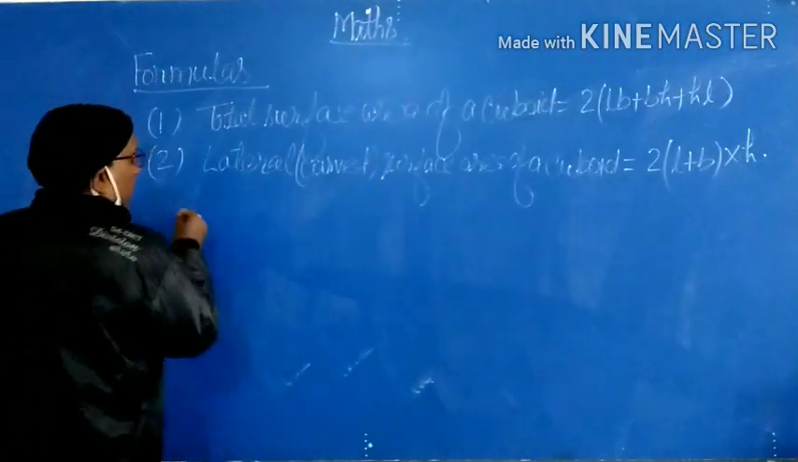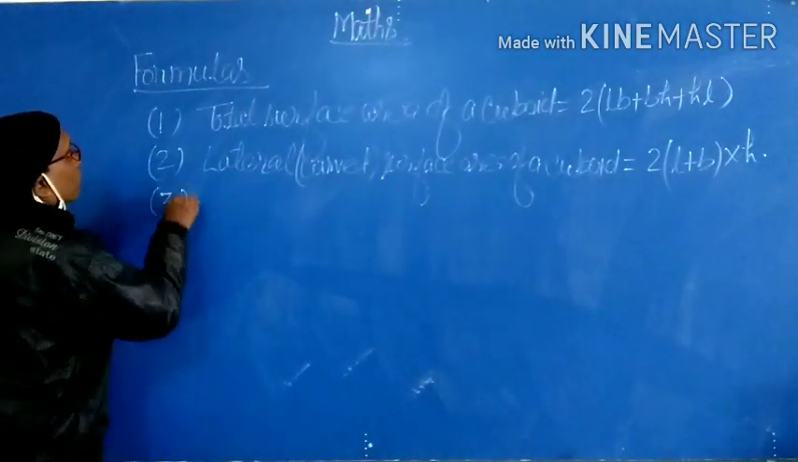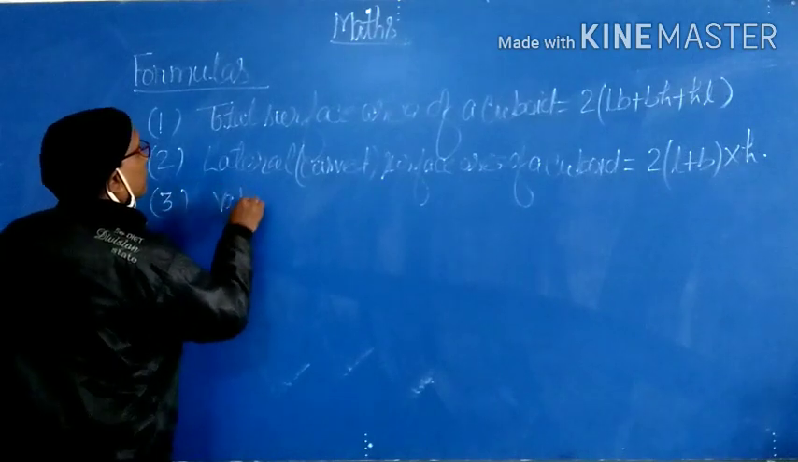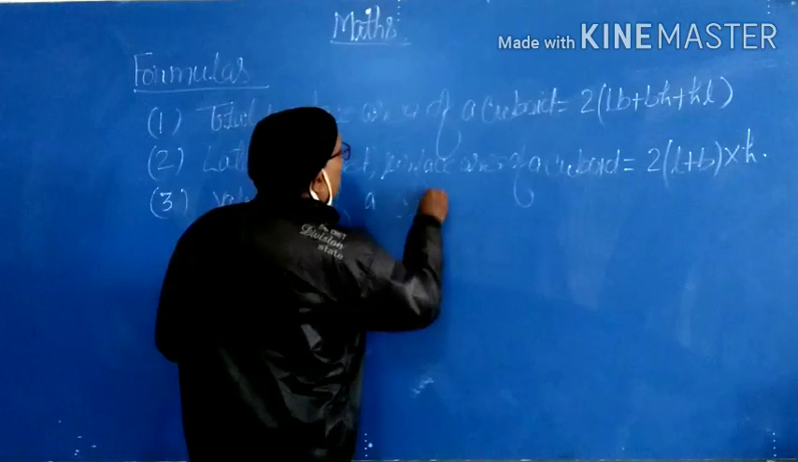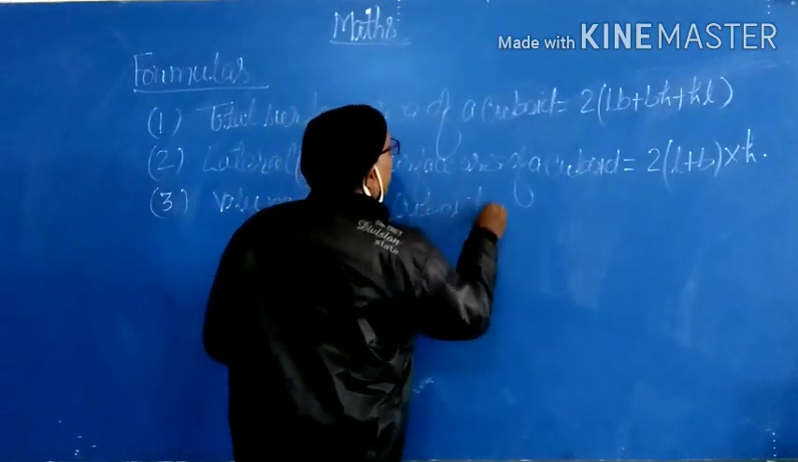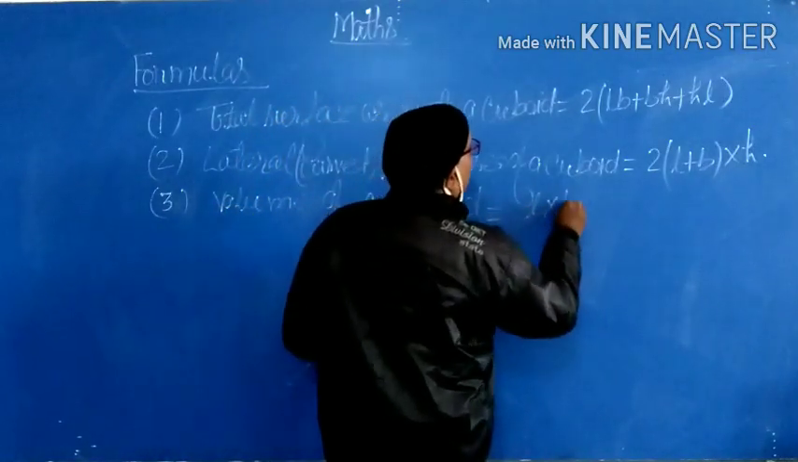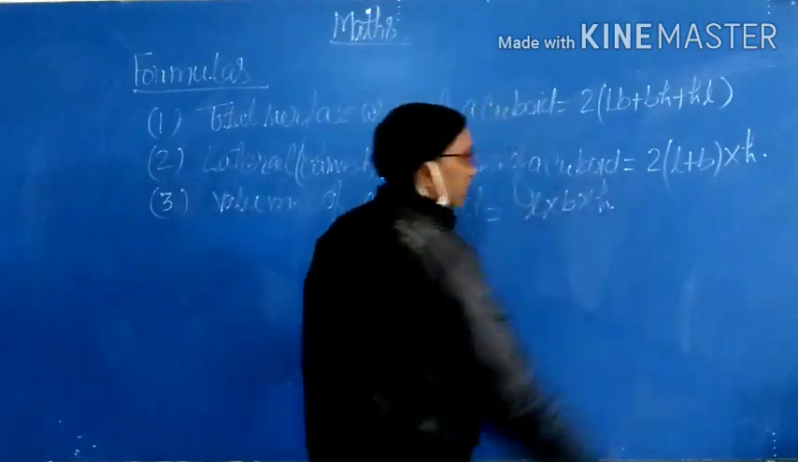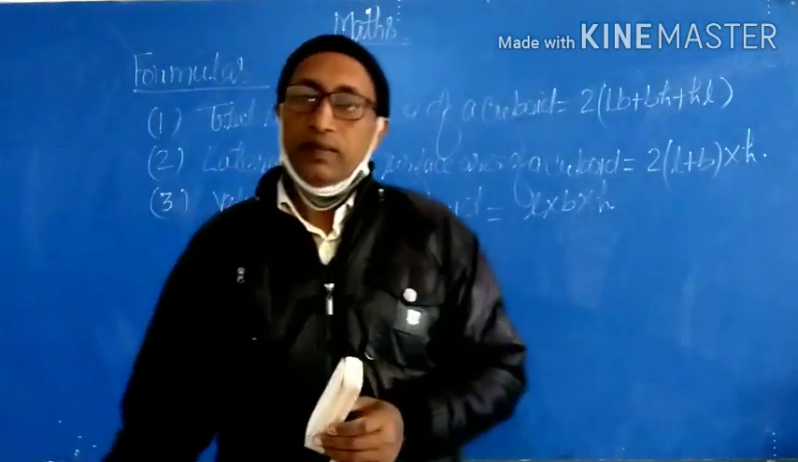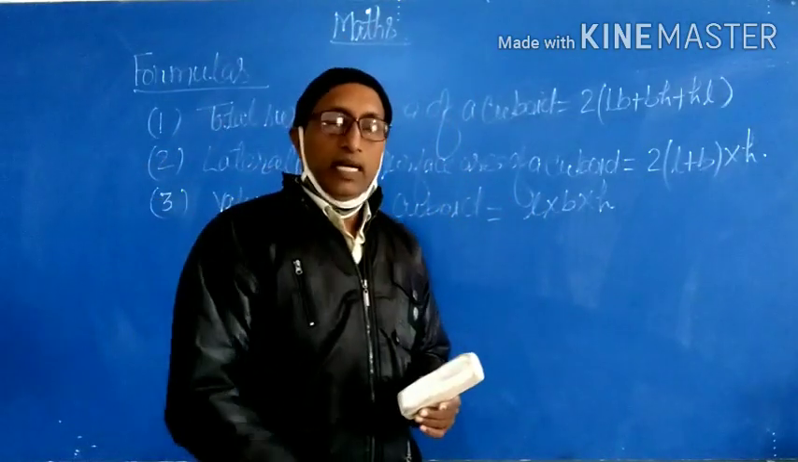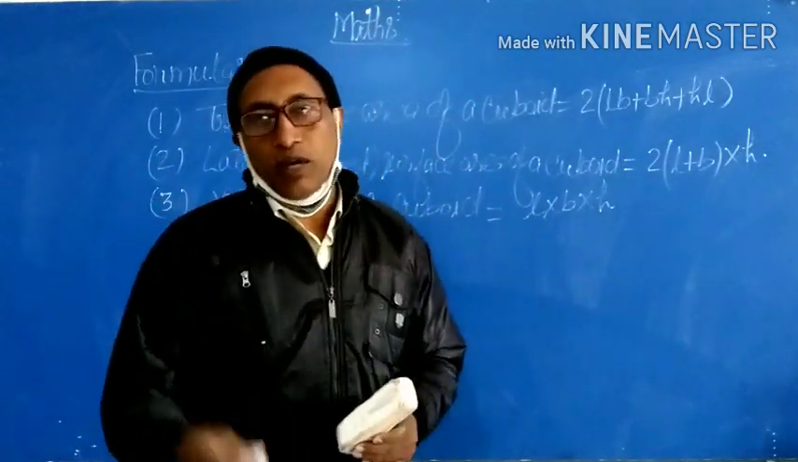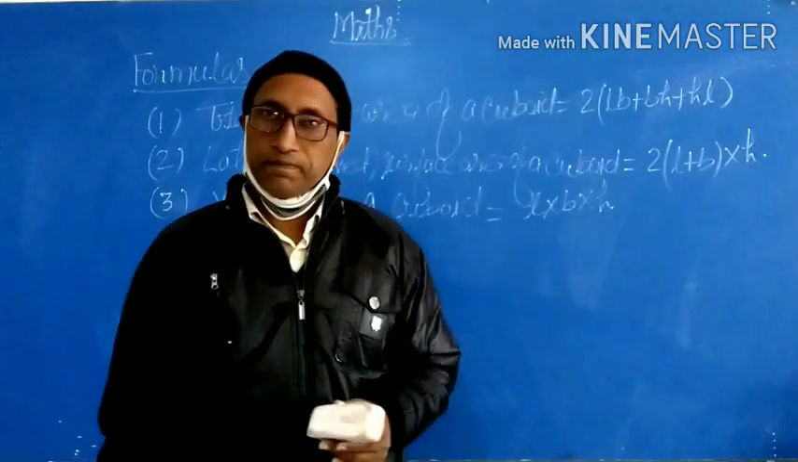Then third, the volume of a cuboid is equal to L into B into H. When you multiply length into breadth into height, you get the volume of a cuboid.